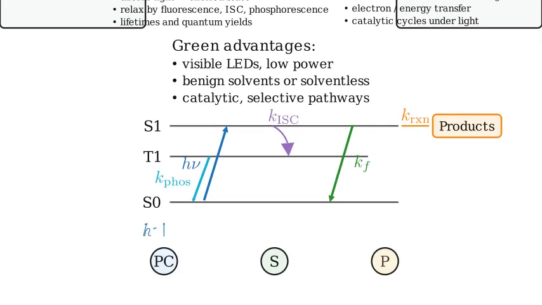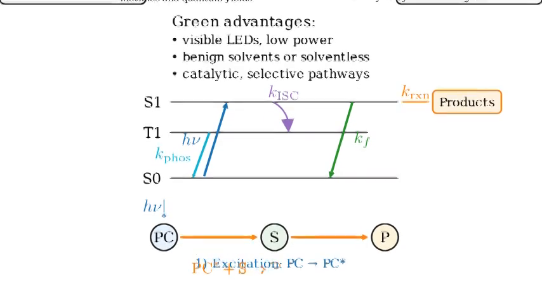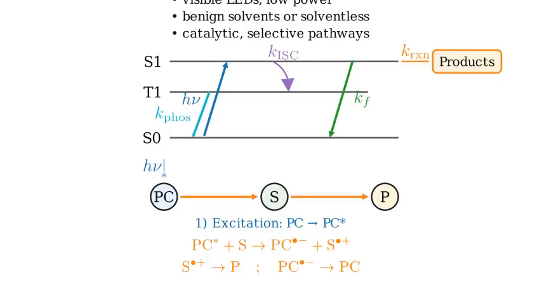Let us map a simple green photoredox cycle. 1. The photocatalyst absorbs light to reach an excited state. 2. The excited photocatalyst exchanges an electron with the substrate, creating radical ions and driving the key step. 3. The substrate fragment evolves into product, and the catalyst is regenerated, closing the cycle.